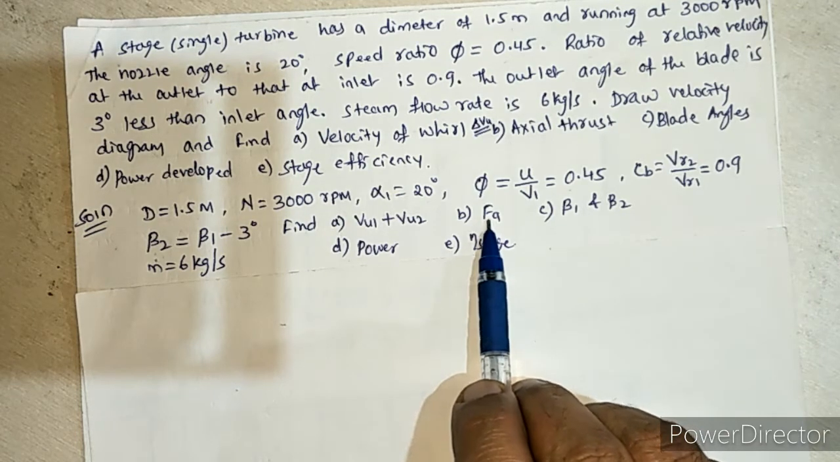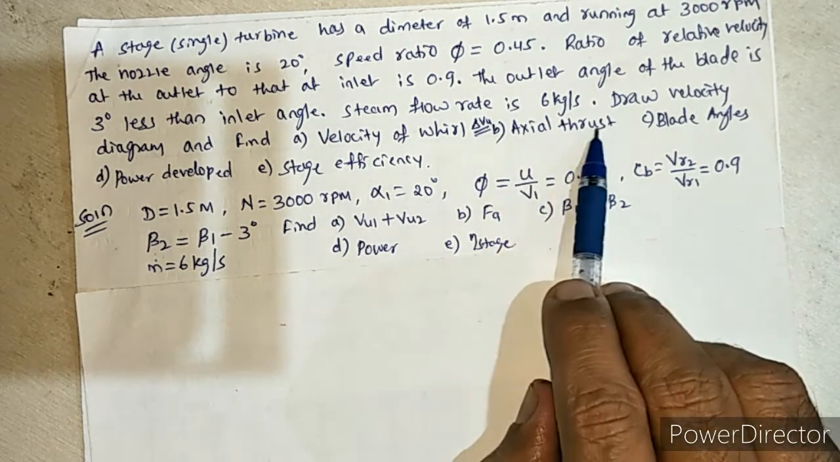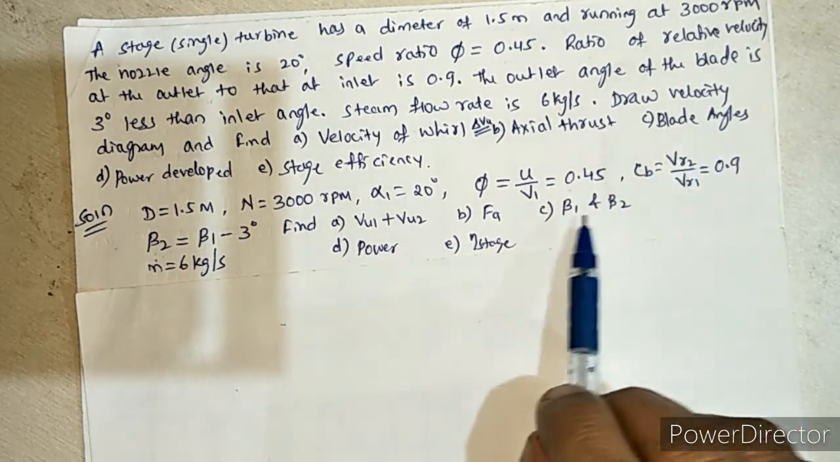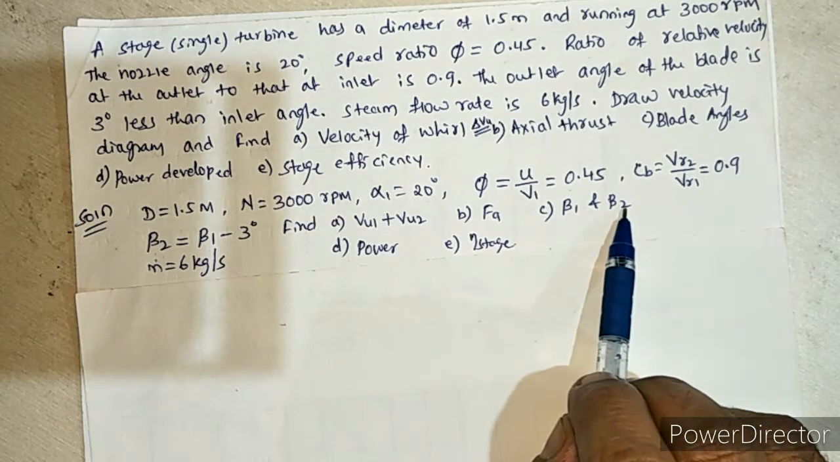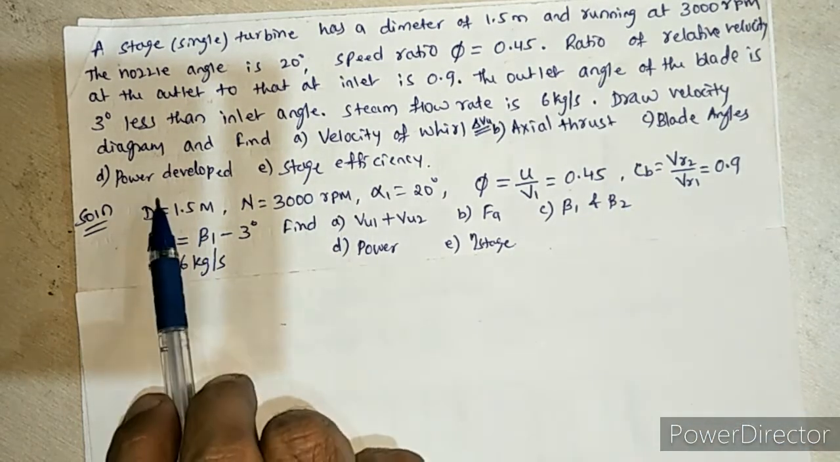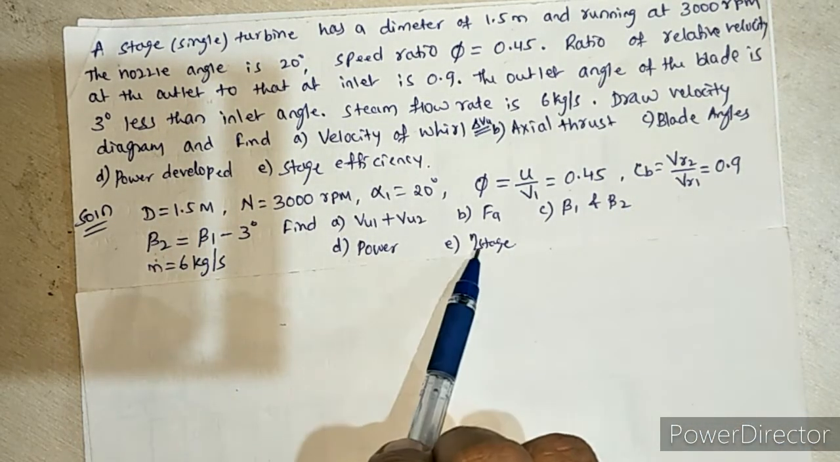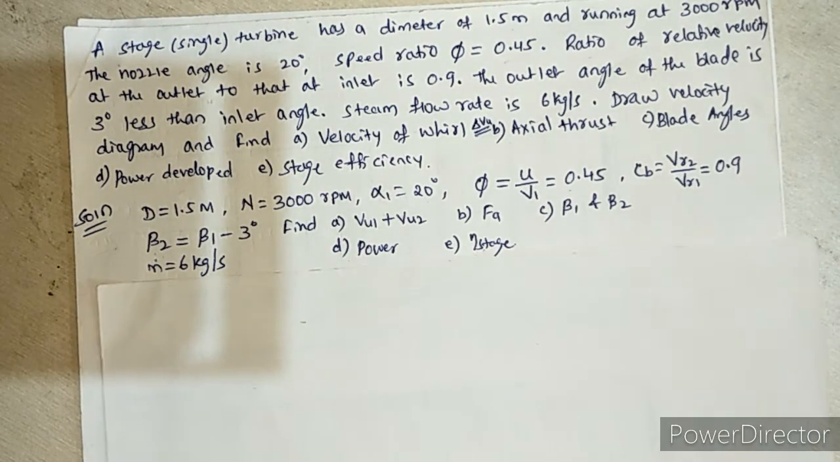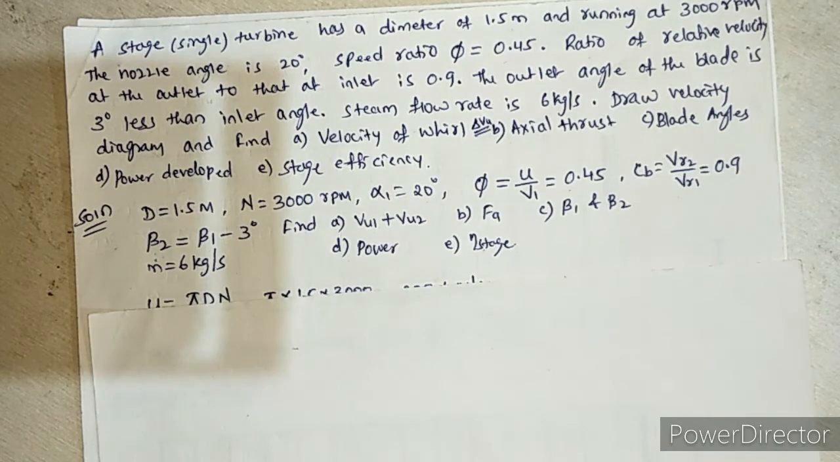Later on we need to calculate Fa, the axial thrust. Then blade angles beta 1 and beta 2 are to be calculated, and later on we will calculate the power developed, as well as the stage efficiency or diagram efficiency. We will solve the problem by graphical method.